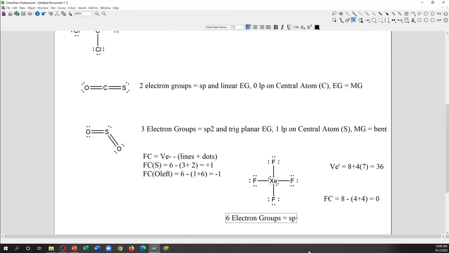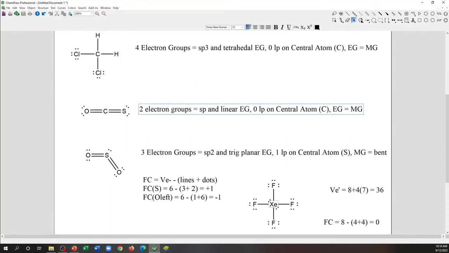So 6 electron groups equals sp3d2 and octahedral electron geometry, and there are 2 lone pairs on the central atom, which in this case is the xenon, so the molecular geometry is equal to square planar. You don't have to remember that. You'll probably never see that again, and if you do, I will give you the chart.